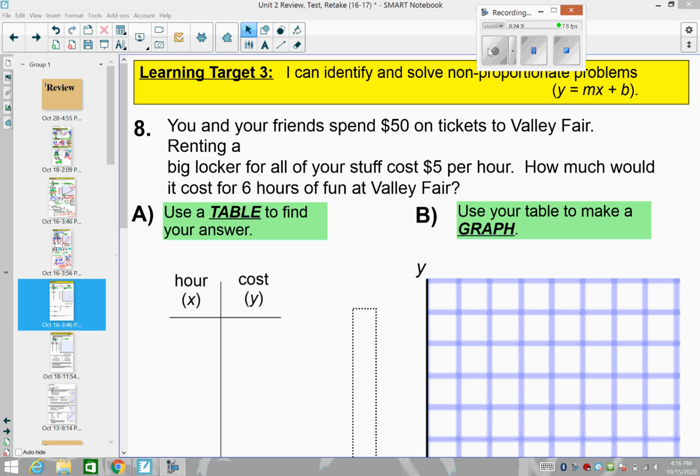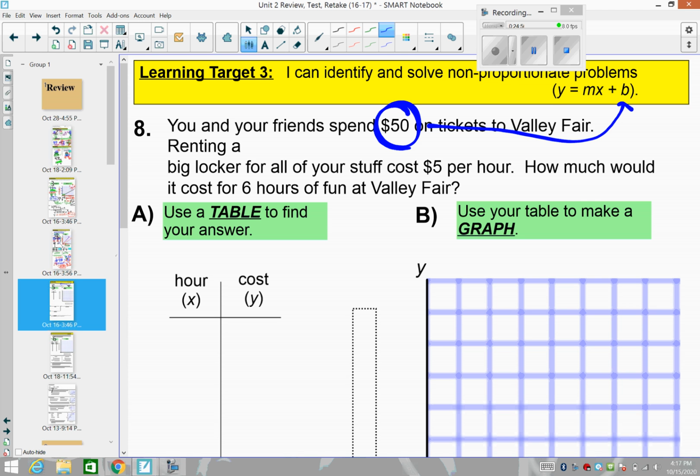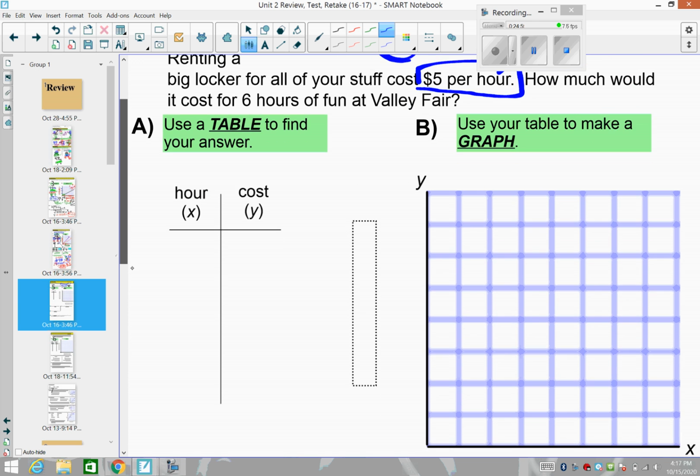All right, so $50 on tickets, that's your entry fee. So you should be thinking about, ooh, that sounds like a y-intercept at the beginning. That's the cost at the beginning. And it's $5 per hour, you should be thinking like, oh, that sounds like a slope. How much would it cost for 6 hours? Use your table to find your answer.